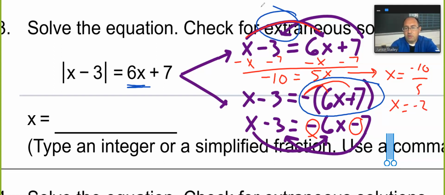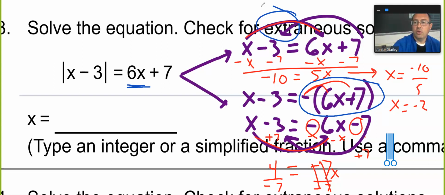If I go to the other one and start doing the same thing, subtract the x to the other side, minus x and minus 6x, that's minus 7x. And then, of course, if I bring the other to the other side, I'm going to be adding 7, and that gives me 4. So I'm dividing by negative 7, and I get negative 4/7. That's a weird number. Okay, so now we're going to have to actually plug them in and check.